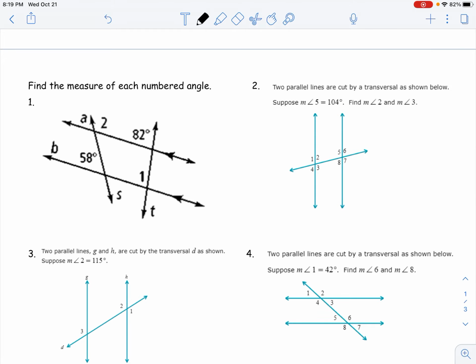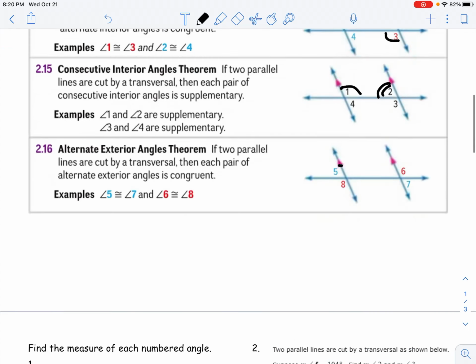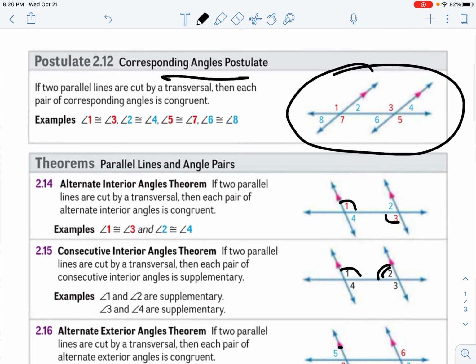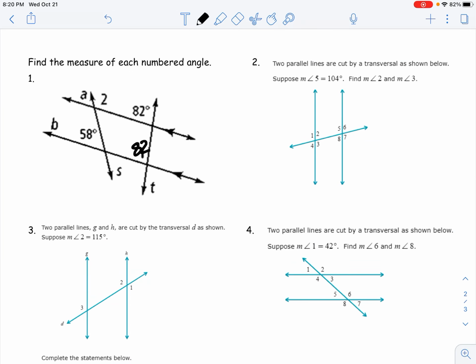So, find the measure of each numbered angle. Angle 1, I see that I have a line right here, and these two are parallel. So I would know right off the bat that angle 1 is going to be 82 degrees because those are corresponding angles, and up here we said corresponding angles were congruent, right? You can look back at that if you need to, but corresponding angles are congruent, so that's 82.